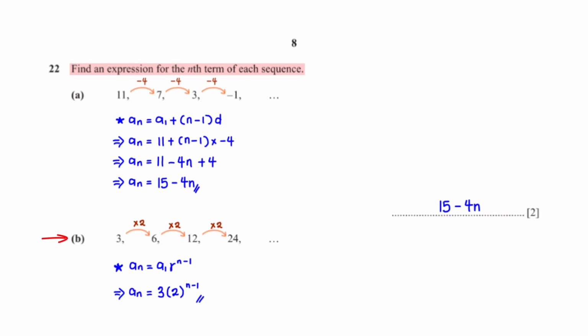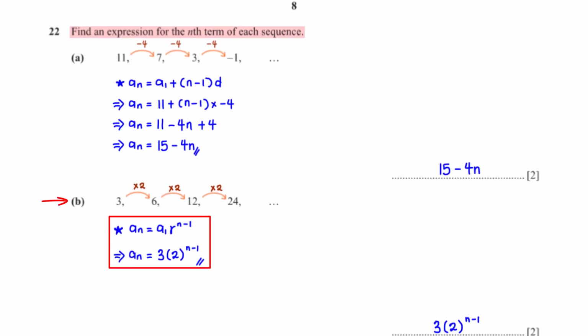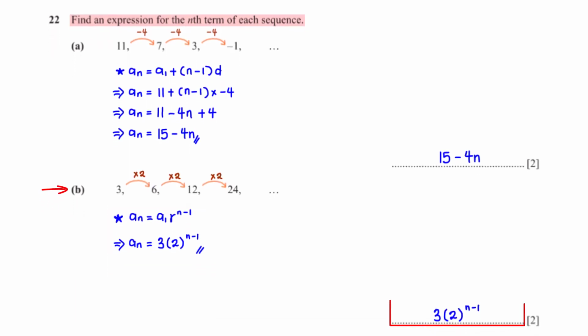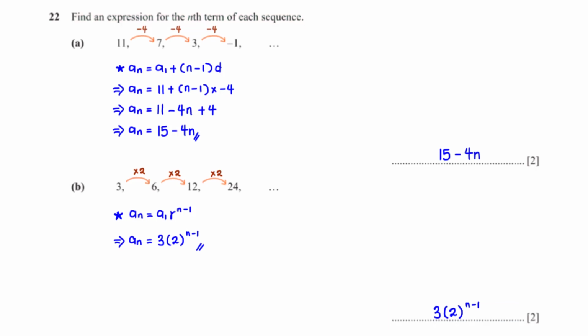For this sequence, the terms have a common ratio of 2, so we can use this formula to get the nth term. A1 is the first term, which is 3. R is the common ratio, which is 2, so we have 3 times 2 raised to the power n minus 1.